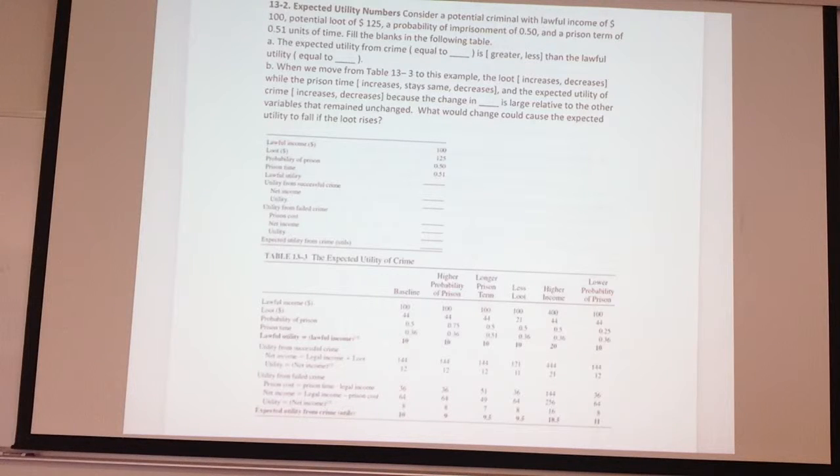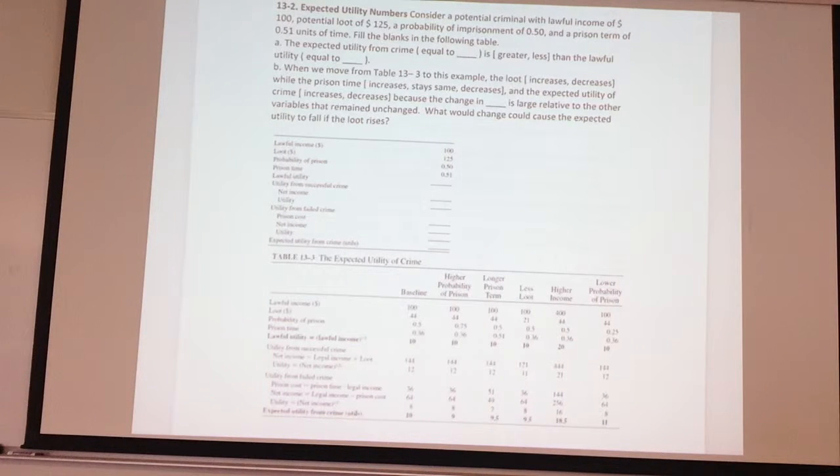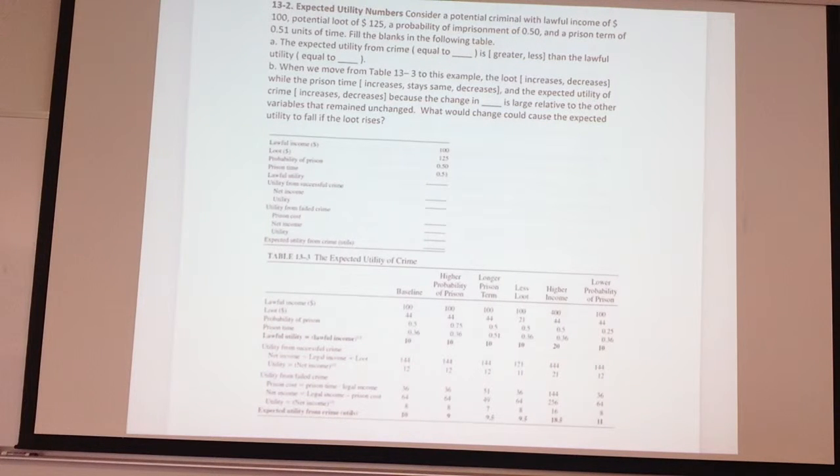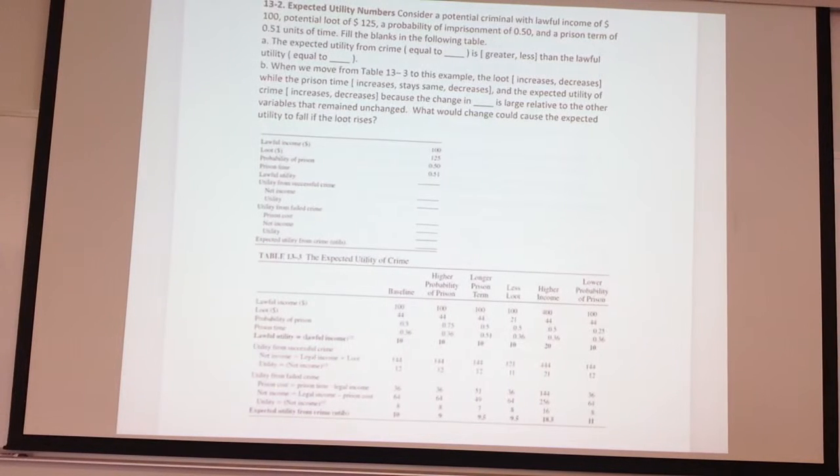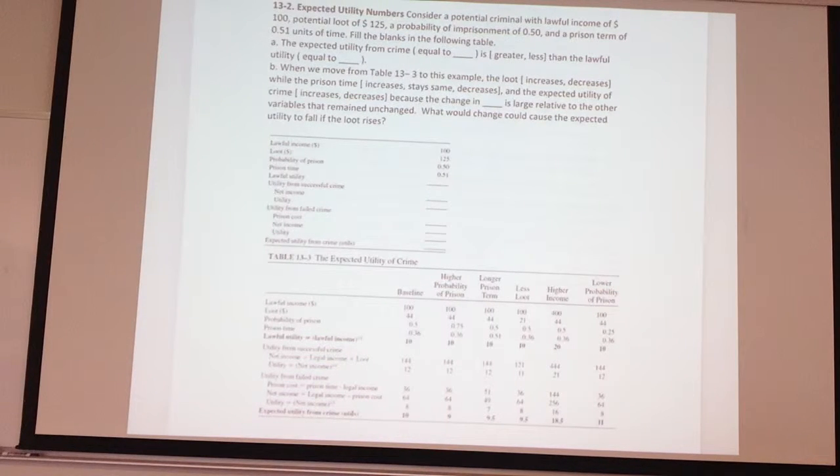But yes, no, yeah, I mean you're on the right track. And you wanted to use these numbers now. Oh, so this one's not right. Just the utility from a failed crime. I'll just calculate that. That's when you're successful. So then you've got your net income here. So what's your utility? 0.5 times. Yeah. Okay.